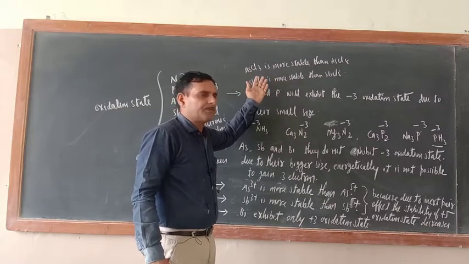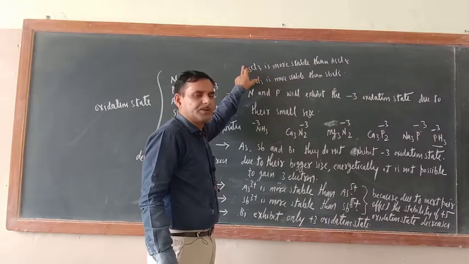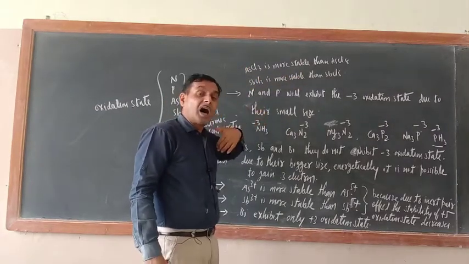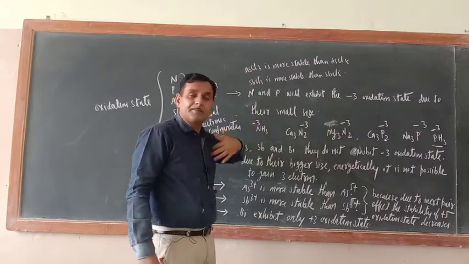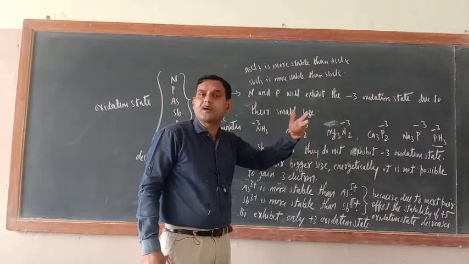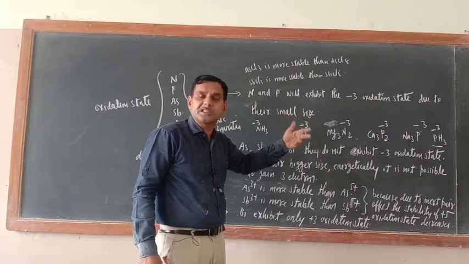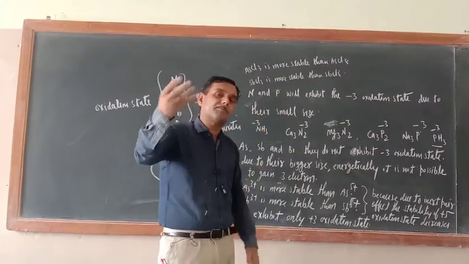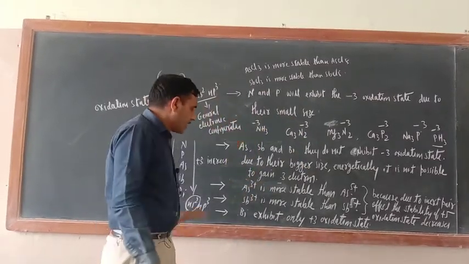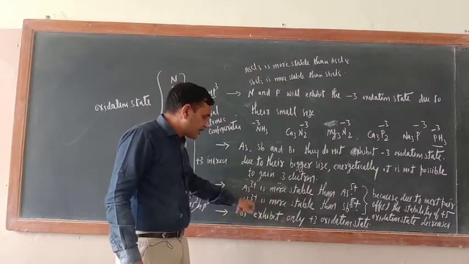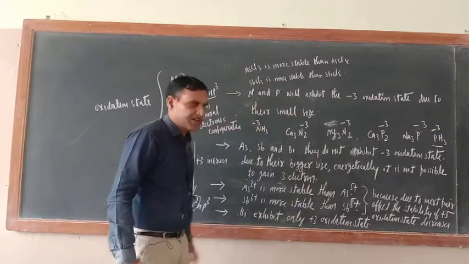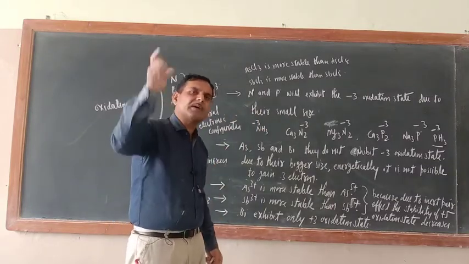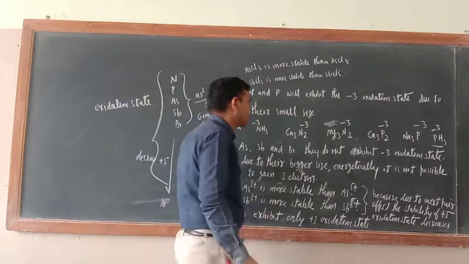Due to inert pair effect, arsenic will exhibit only the +3 oxidation state. It will not exhibit the +5 oxidation state. Or arsenic or antimony will have a lesser tendency to exhibit the +5 oxidation state than the +3 oxidation state. That is why their compounds in +3 oxidation state are more stable than those in +5. Easy. Another point is, bismuth exhibits only the +3 oxidation state. Now here they can ask the question, BiCl3 is known, but BiCl5 is not known.